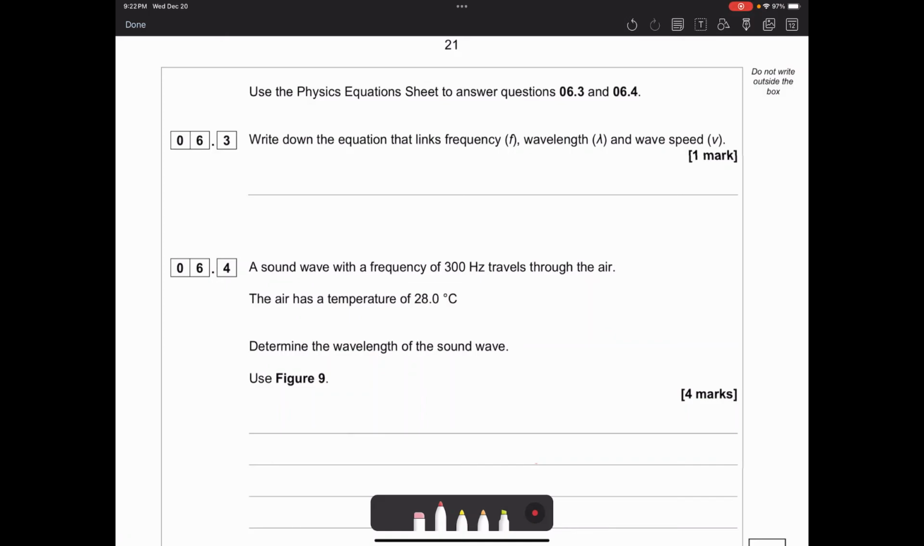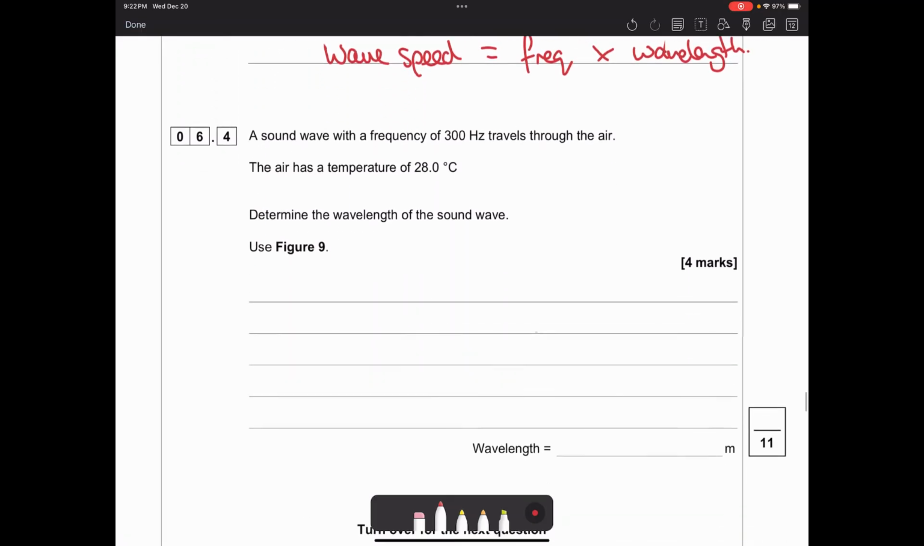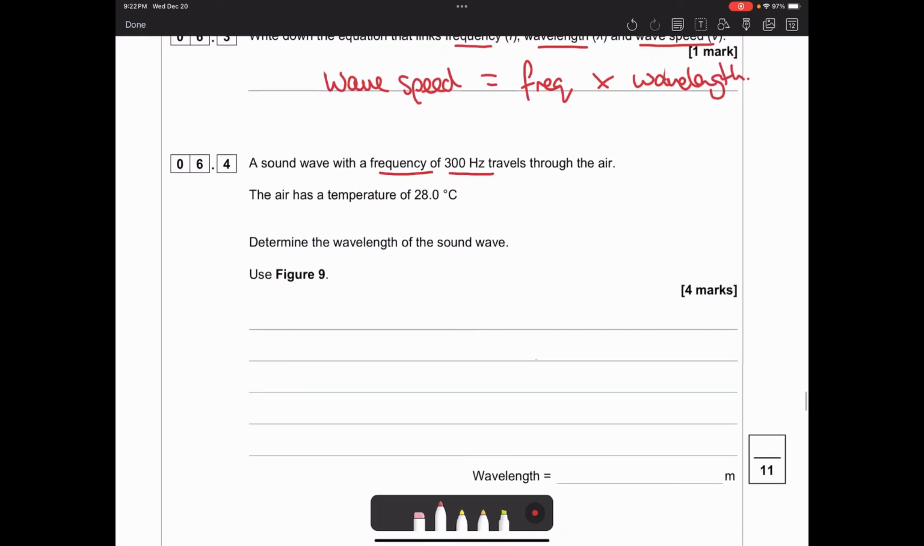It then says, use the physics equation sheet to answer 6.3 and 6.4. Write down the equation that links frequency, wavelength and wave speed. So I look at my equation sheet. If you get it in the exam, if you don't, you might just need to know this one. Wave speed is frequency times wavelength. It then says a sound wave has a frequency of 300 Hz and it travels through the air. The air has a temperature of 28 degrees. Determine the wavelength of the sound wave using figure 9. So I know I'm going to have to use the graph they've given me.